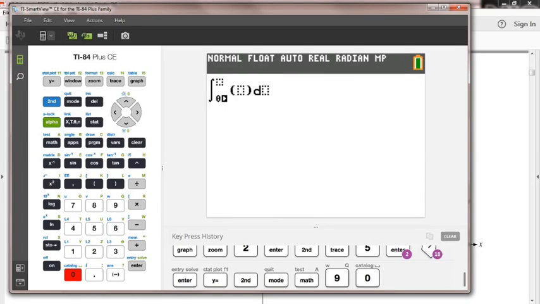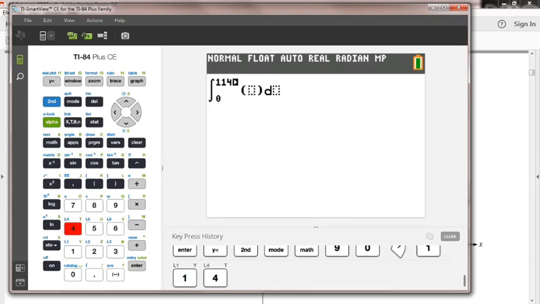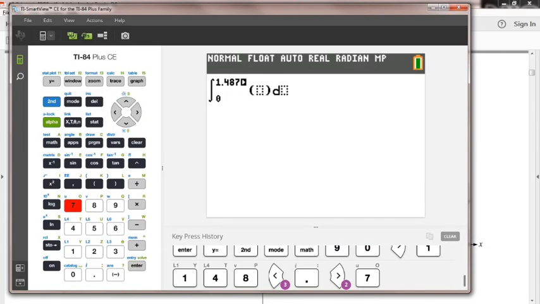My lower bound is 0. My upper bound is 1 point, what was the rest of it? 1.4876644. Dang it, where's my point? This calculator goes really slow. Is it 1.1 or 1.4? 876644.